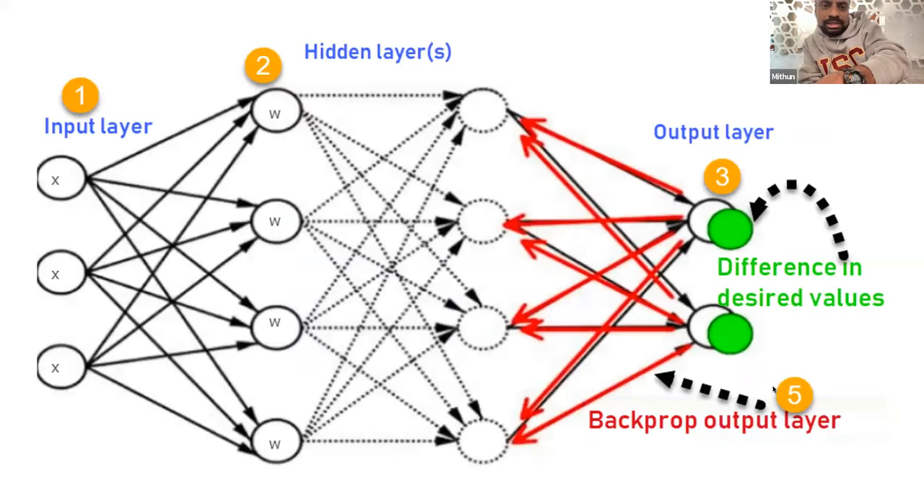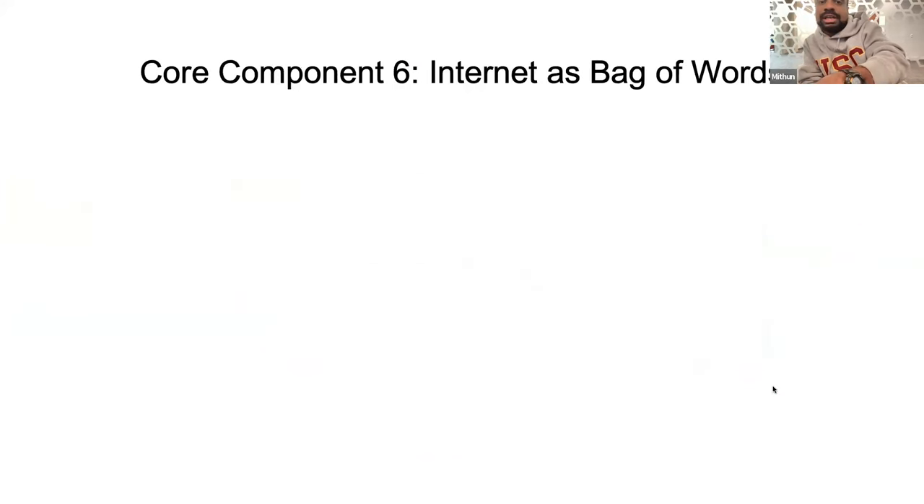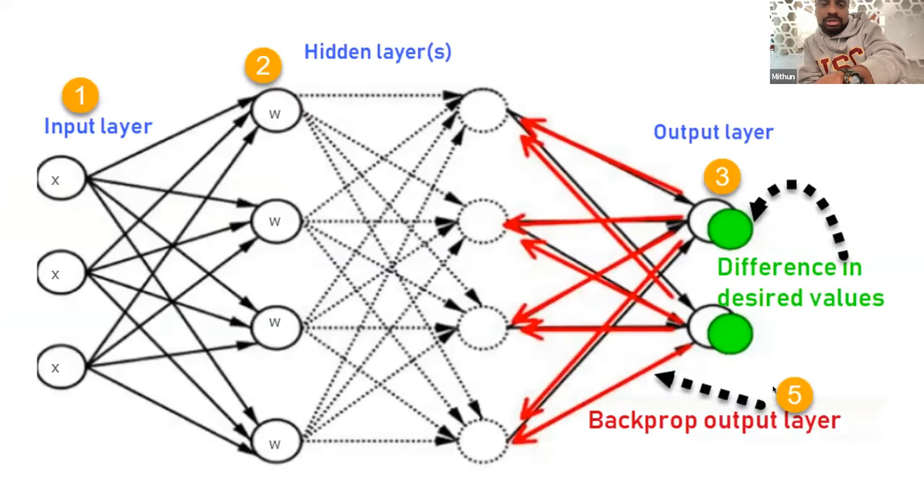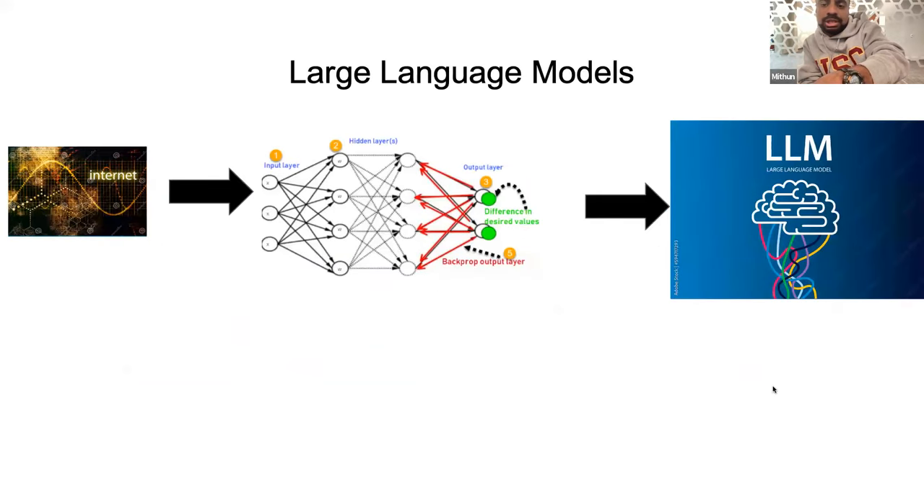So these are a few core components. The other one, which we already saw, is the bag of words, everything we know. And the last core component right now is the internet as a bag of words, everything on the internet. We throw it all into this neural network, we do back propagation, and thus LLMs were born.